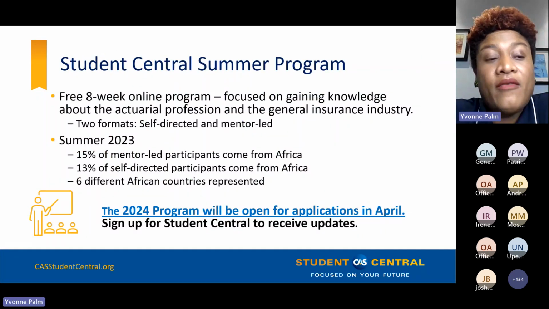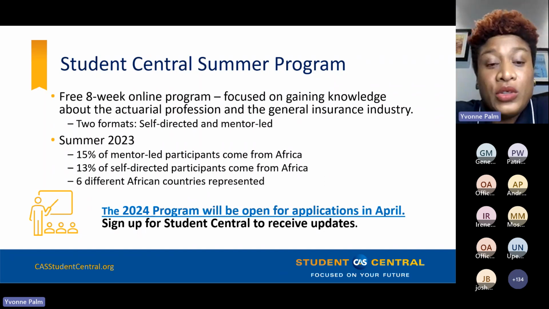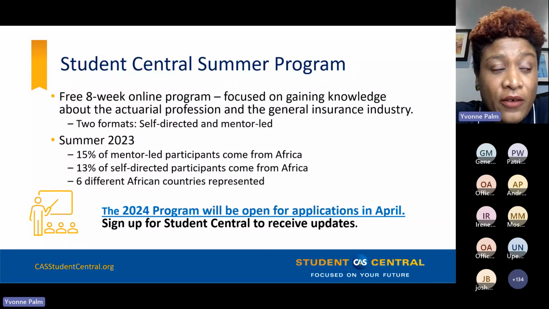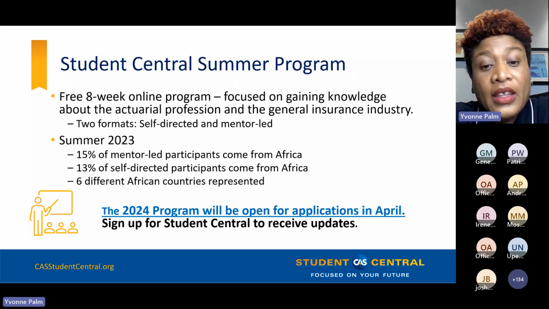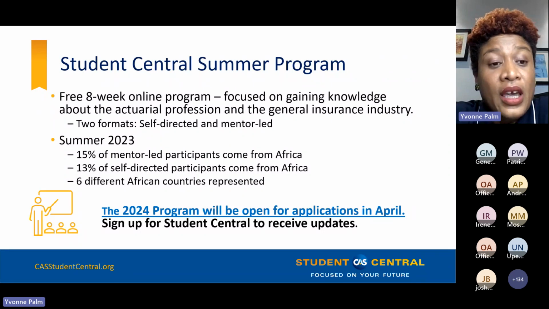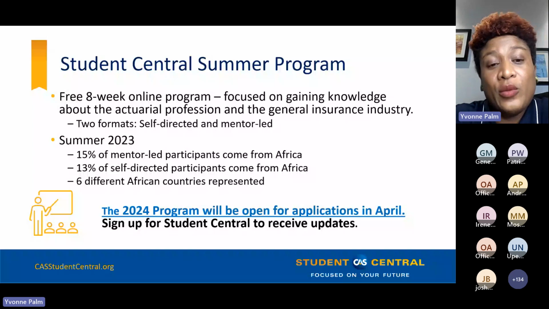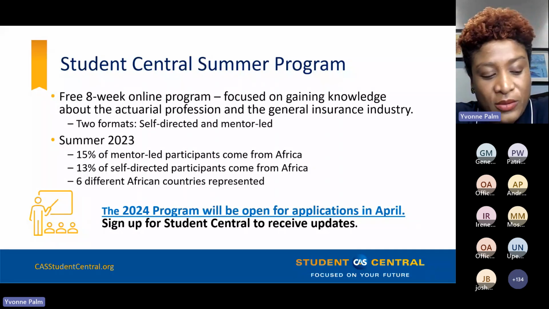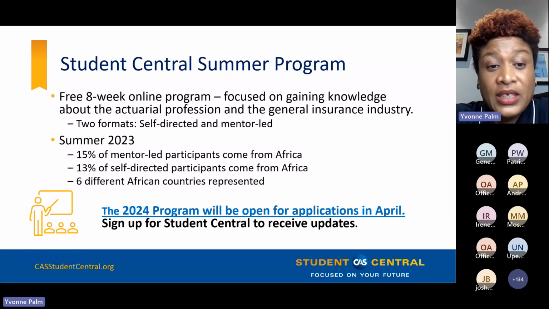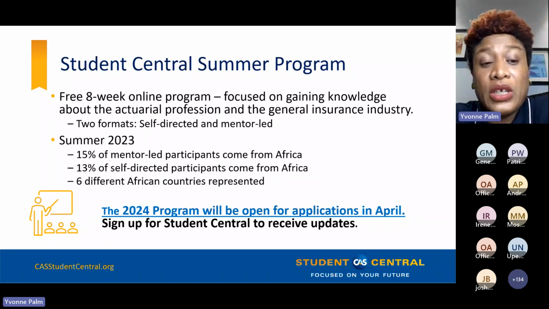And we also have this CAS Student Central Summer Program. It's again free. It's an 8-week online program that helps students gain knowledge about the actuarial profession and general insurance. We have it in 2 formats. There's a self-directed one where you do it at your own pace, and then there's a mentor-led one where you get CAS actuaries as mentors, and they take you through it. We developed this initially during COVID because people lost their internships. But we think it's great because now students from all over the world can use it, especially because you might not have access to the internships that people have in more developed societies.